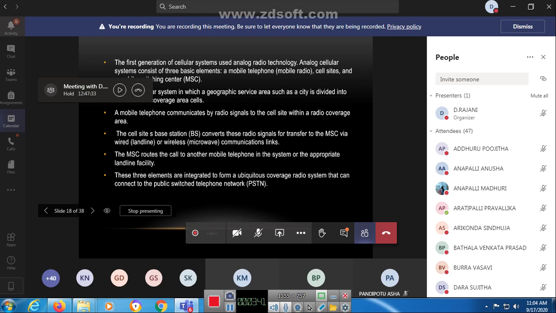So here the cell site coverage area will be considered from the base station to the mobile switching center. Whether it covers the area or not, we can judge by using the signal limitation only. Then we can get the communication link.